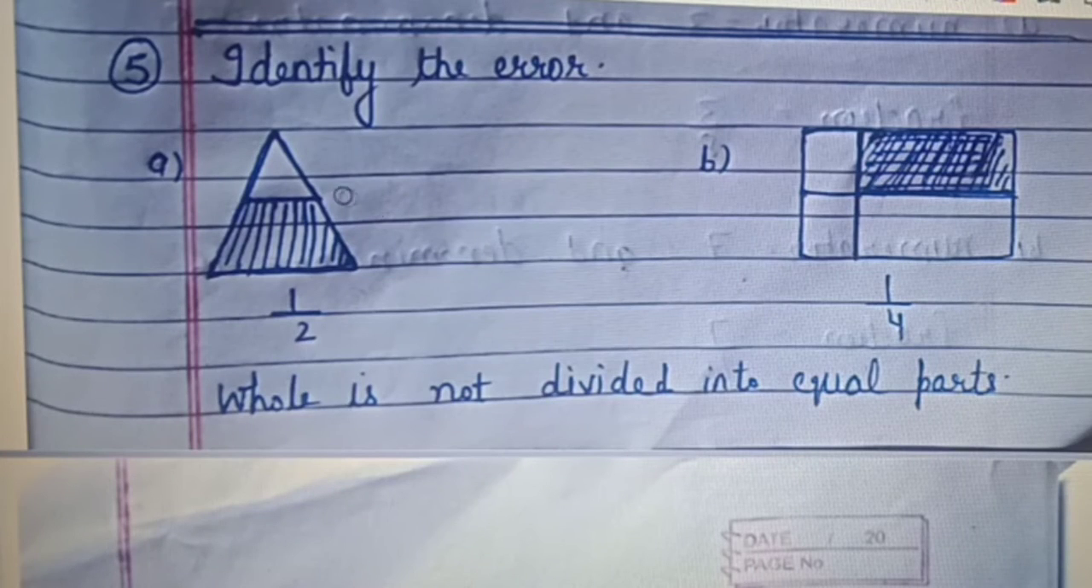Now, for question 5, it is given that identify the error. That what is the error in the given parts. Here they have written fraction 1/2 and in second part fraction 1/4. Fraction can be written when the whole is divided into equal parts, but here the parts are not equal. So that is the error, means whole is not divided into equal parts.